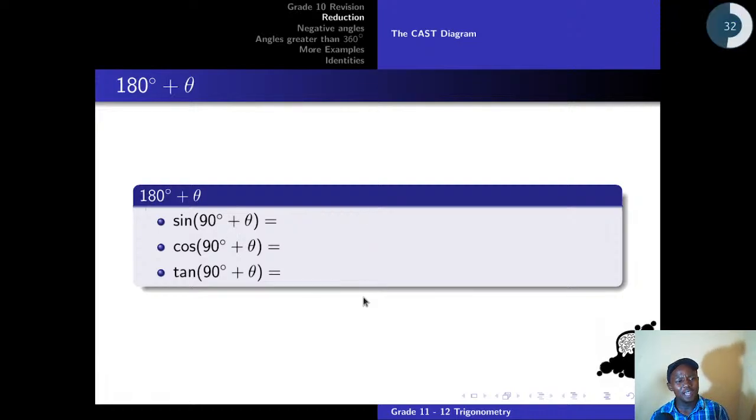If we look at sine of 90 degrees plus theta, this is going to take us to the second quadrant. In the second quadrant, only sine is positive. Therefore, sine of 90 degrees plus theta is going to give me a positive cos of theta. Cos of 90 degrees plus theta is going to give me negative sine of theta because cos is not present in the second quadrant. Lastly, a tan of 90 degrees plus theta is going to give me a negative cot of theta.